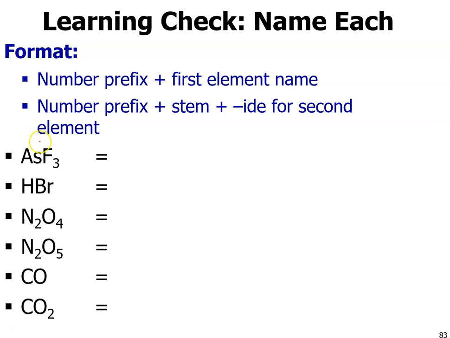So this first one, As, is arsenic. There's only one of these, so I don't need to put a prefix in there. It's just arsenic. And then we have the fluorine here, but I'm going to drop the ine part and add an IDE ending, fluoride. So arsenic trifluoride. That's the answer for that one. Arsenic trifluoride. So I'm going to let you guys do the rest of these. Just keep track of the names and follow the rules, and then you should have no problems.